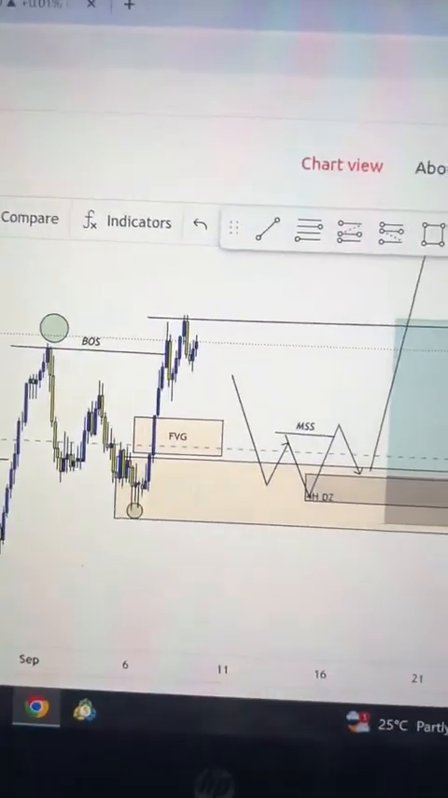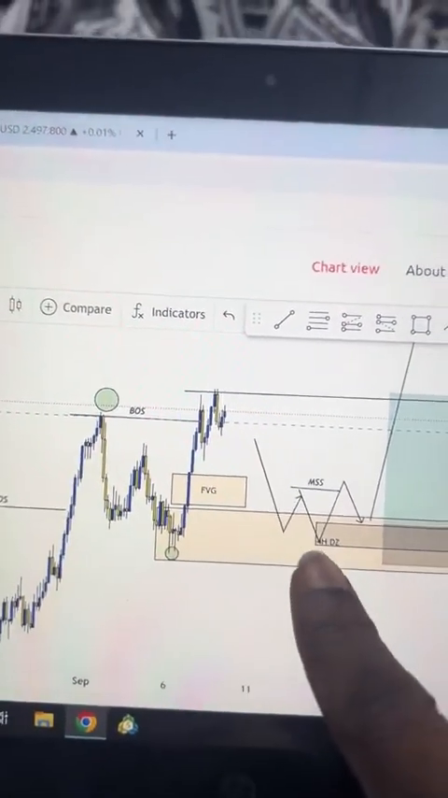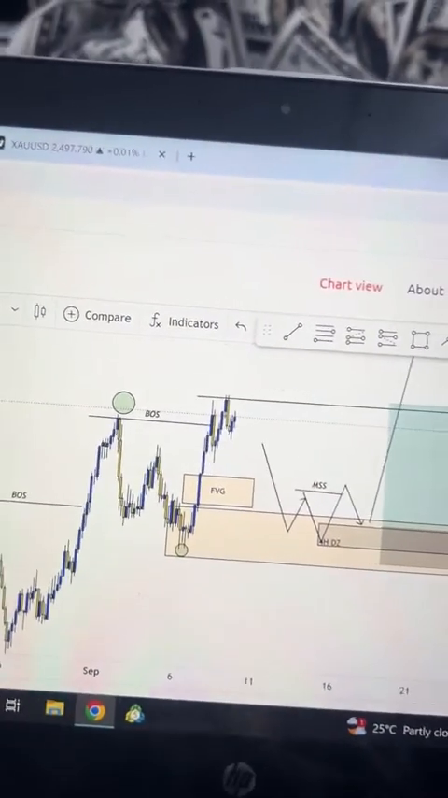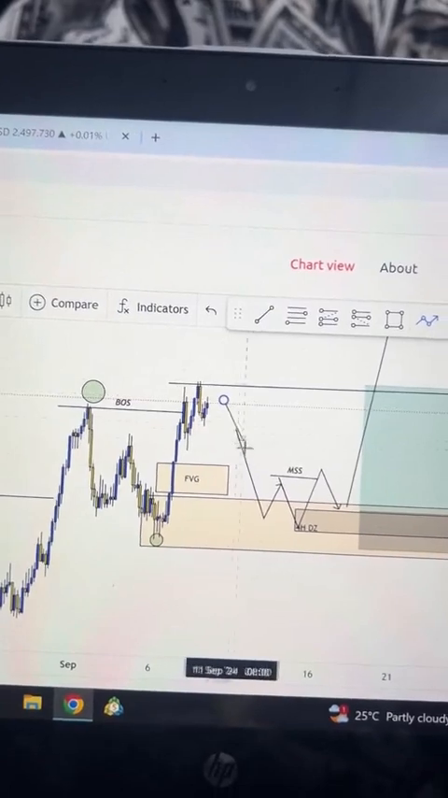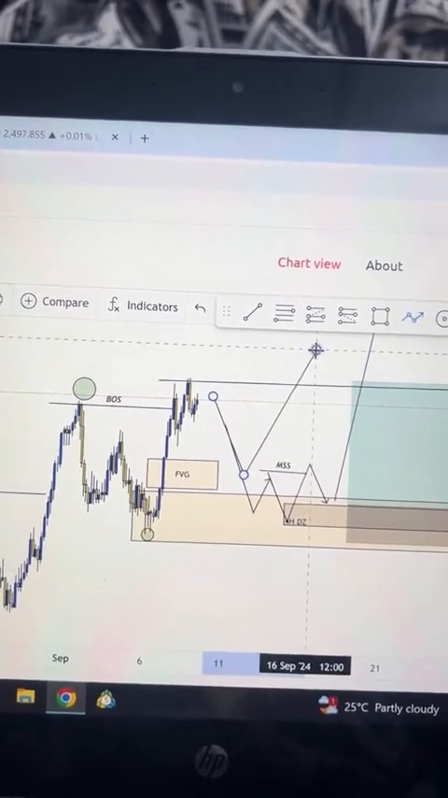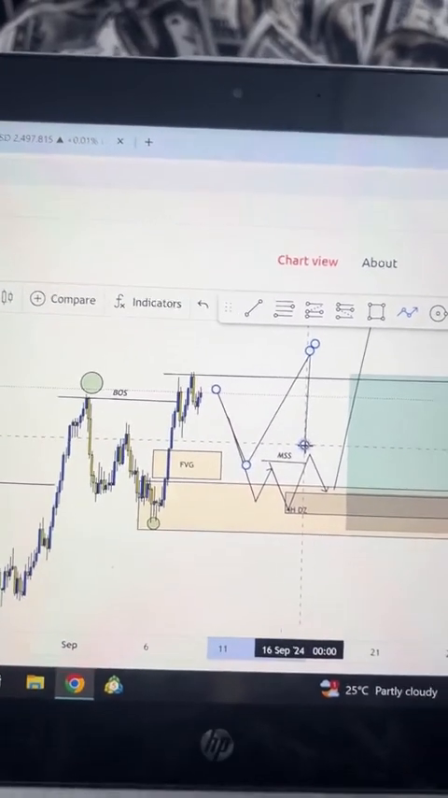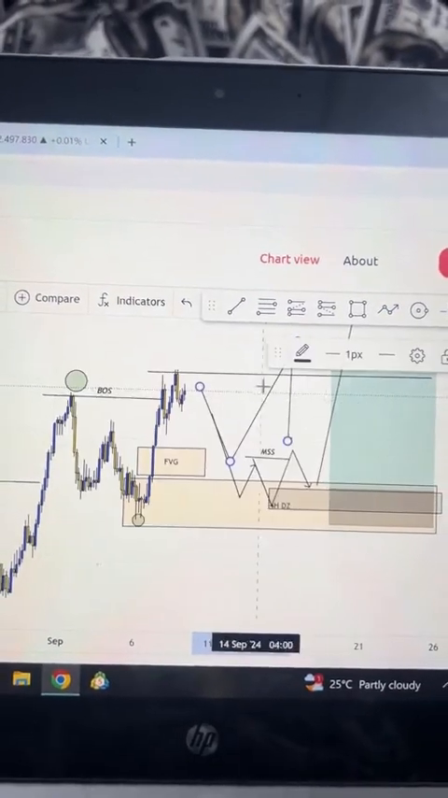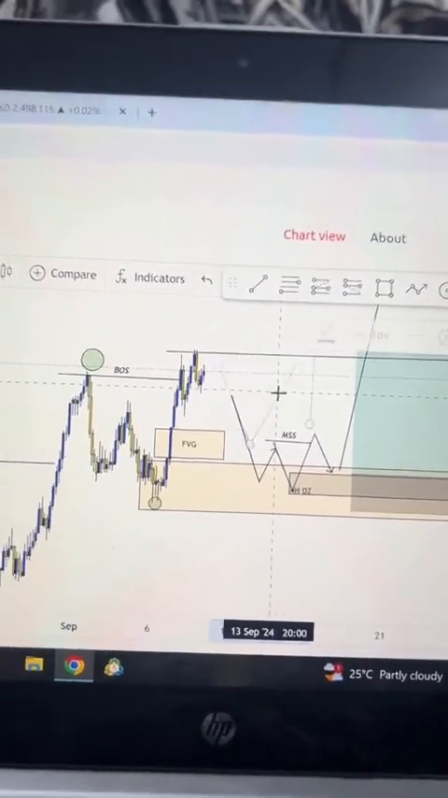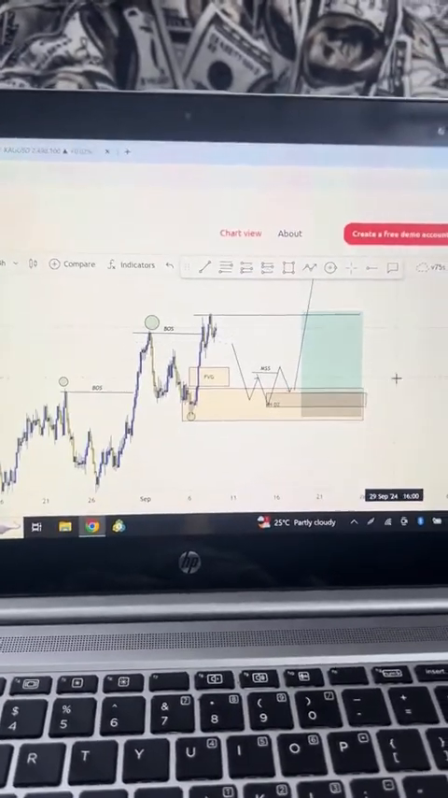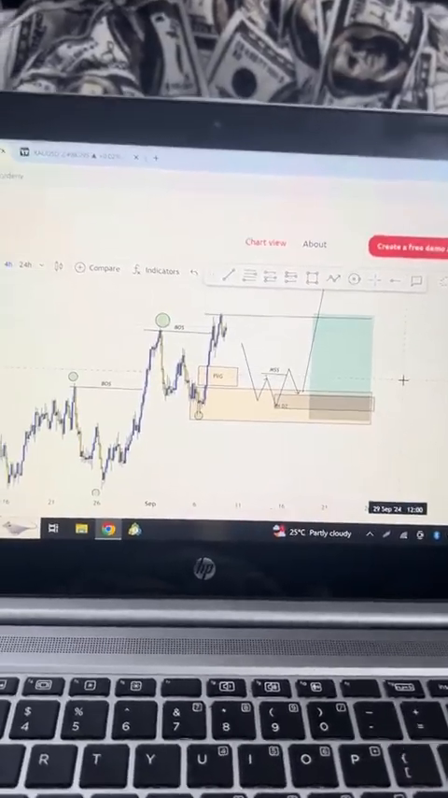So the next thing that I'm looking for is price to mitigate this 4 hour demand zone. If the price doesn't come here, trust me, even if the price reaches somewhere here and goes up without coming to my 4 hour demand zone, count me out. I'm not trading it. So this is how easy I analyze the chart, keeping my chart clean. As easy as that.